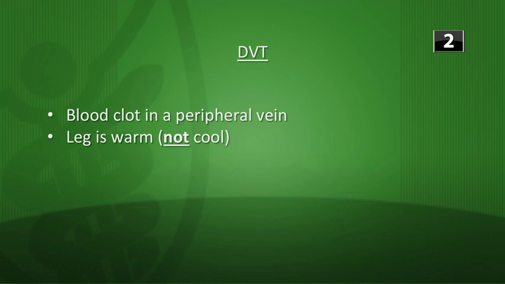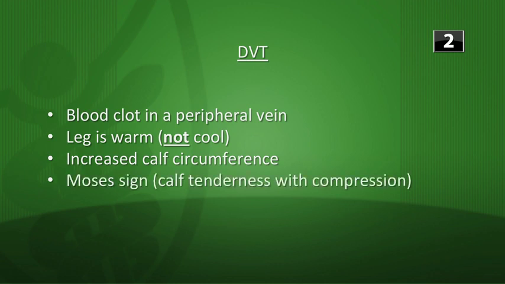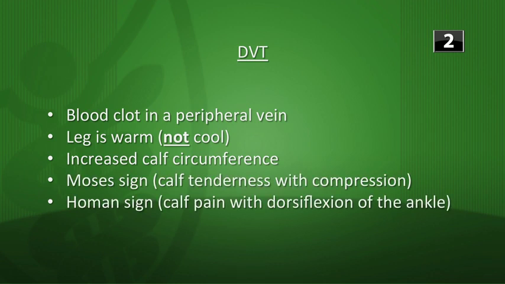The affected leg will often have an increased calf circumference. The calf can be tender when you compress it, which is called a Moses sign. There's also a sign called Homan sign, which is where you dorsiflex the ankle, and that's supposed to elicit calf pain. Now, Homan sign is notoriously insensitive, but it's still one of those classic signs to be aware of.